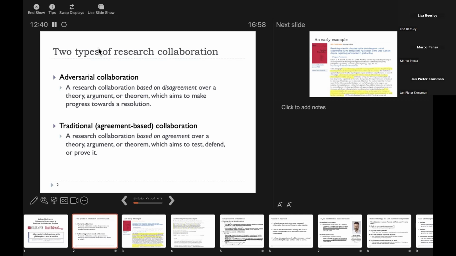So an adversarial collaboration is kind of the opposite. What grounds an adversarial collaboration is disagreement. Disagreement is what founds and starts the collaboration.